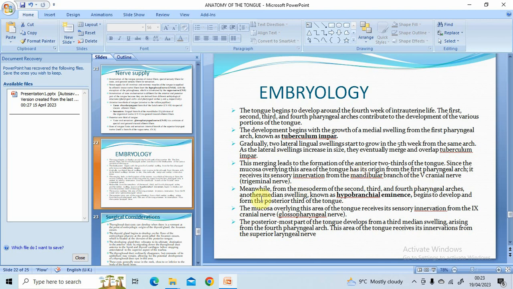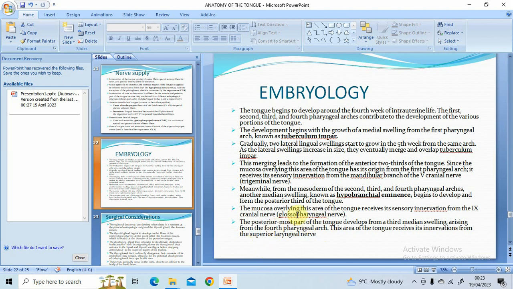So, meanwhile, from the mesoderm of the 2nd, 3rd, and 4th pharyngeal arches, another medial swelling known as the hypobranchial eminence begins to develop and form the posterior 1/3 of the tongue. The mucosa overlying this area of the tongue receives its sensory innervation from the 9th cranial nerve, that is the glossopharyngeal nerve. I talked about it earlier.